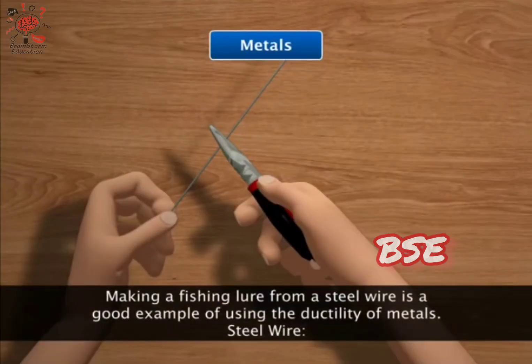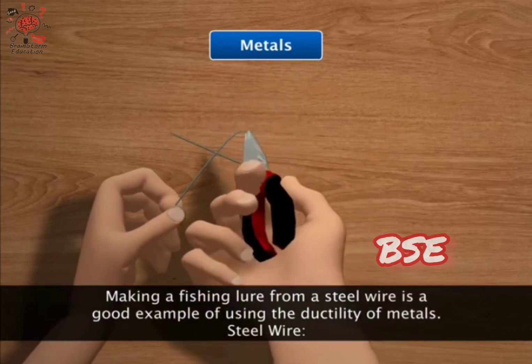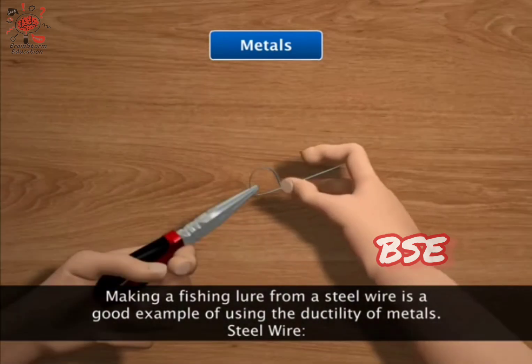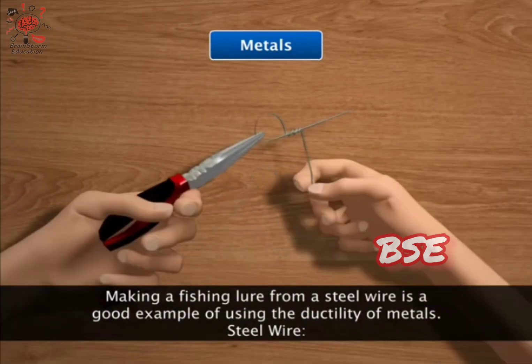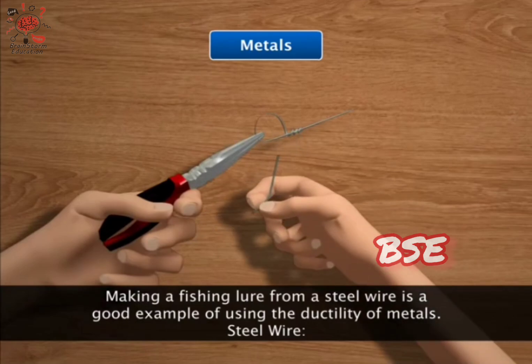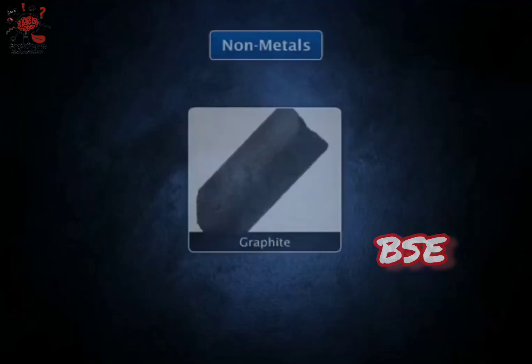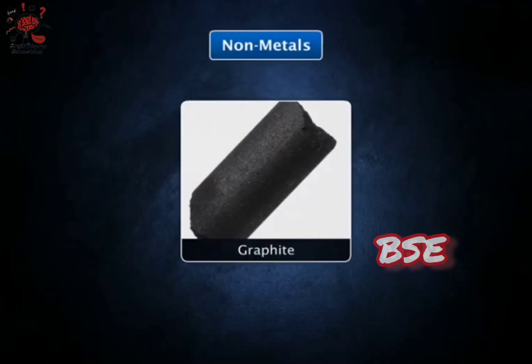Metals can be extended as rods and wires. They can be bent into different forms without breaking. This property of metal is called ductility. Look at this steel wire being bent into a shape to form a fish lure. Can you imagine doing the same with a graphite rod? Non-metals are not ductile.